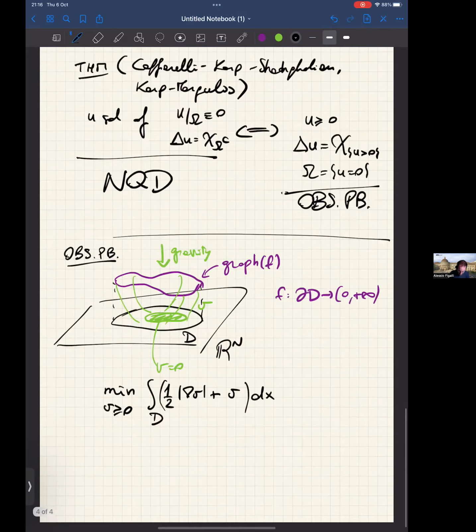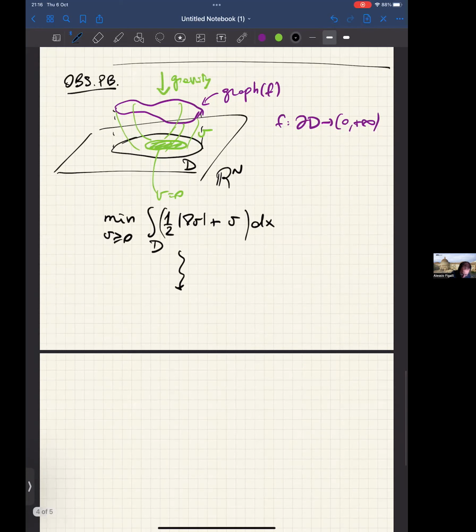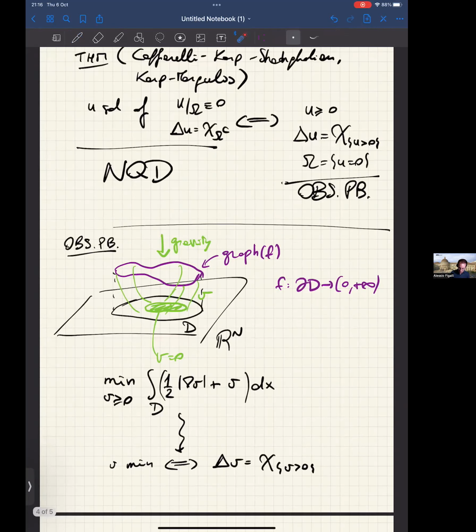And then if you write the Euler-Lagrange equation, you discover that V is a minimizer if and only if the Laplacian of V equals the characteristic function of {V positive}. And so you see that being a non-negative minimizer is exactly the system that I wrote before on the top, Laplacian of U equals the characteristic function of {U positive}. Of course, if you have questions as I speak, or if something is not clear, please feel free to ask, or write in the chat.